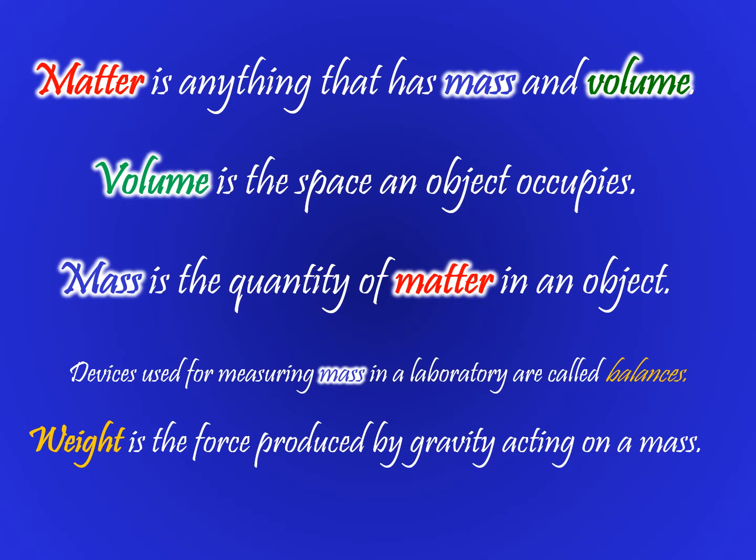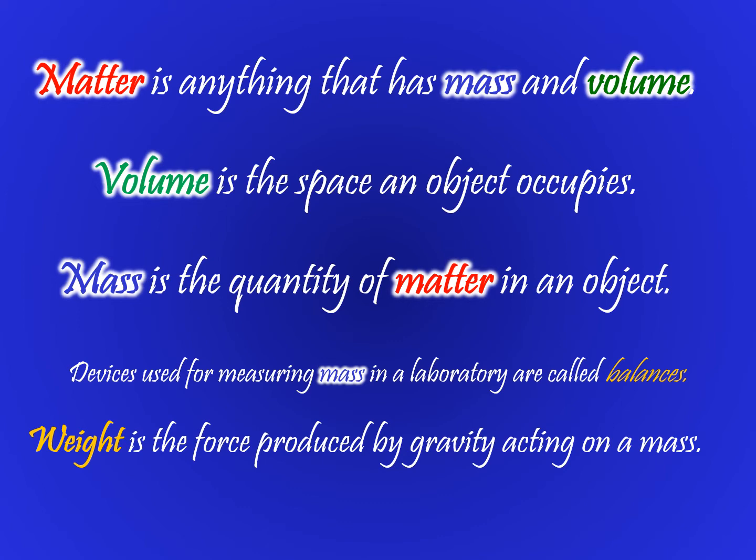So matter is anything that has mass and volume. We just said that. So what's volume? First of all, volume is the easy one. Volume is the space an object occupies. It's how much room it takes up. Think of a box, right? The box is occupying a certain volume up to the edges of the box. Think of a ball. The ball is occupying the volume right up to the edges of the ball. It's the space it occupies. That's a very simple concept.